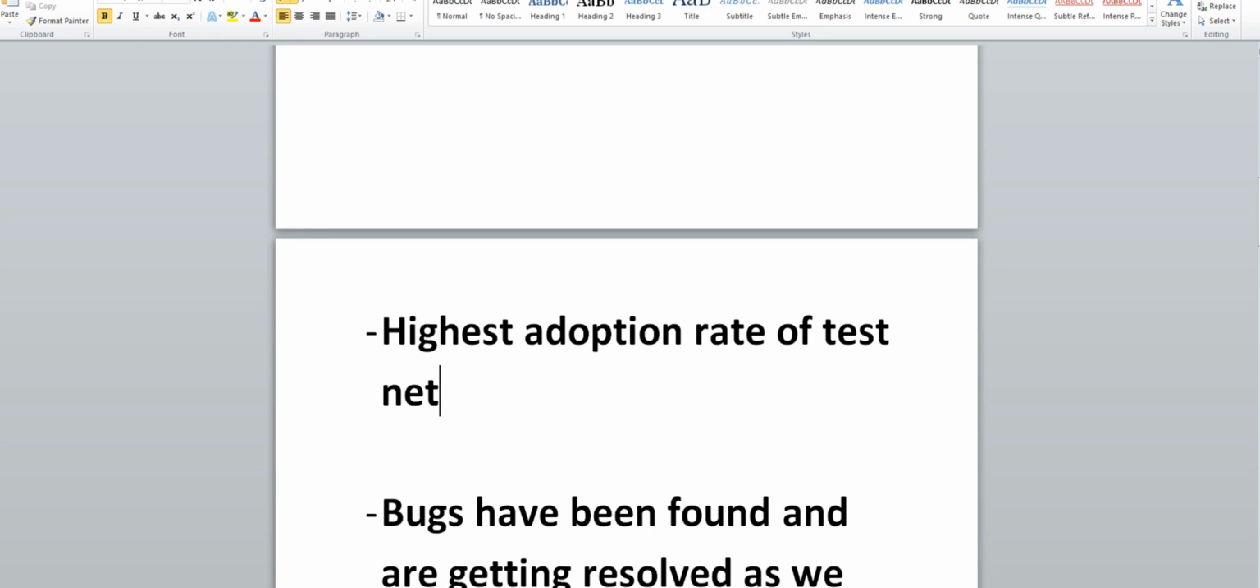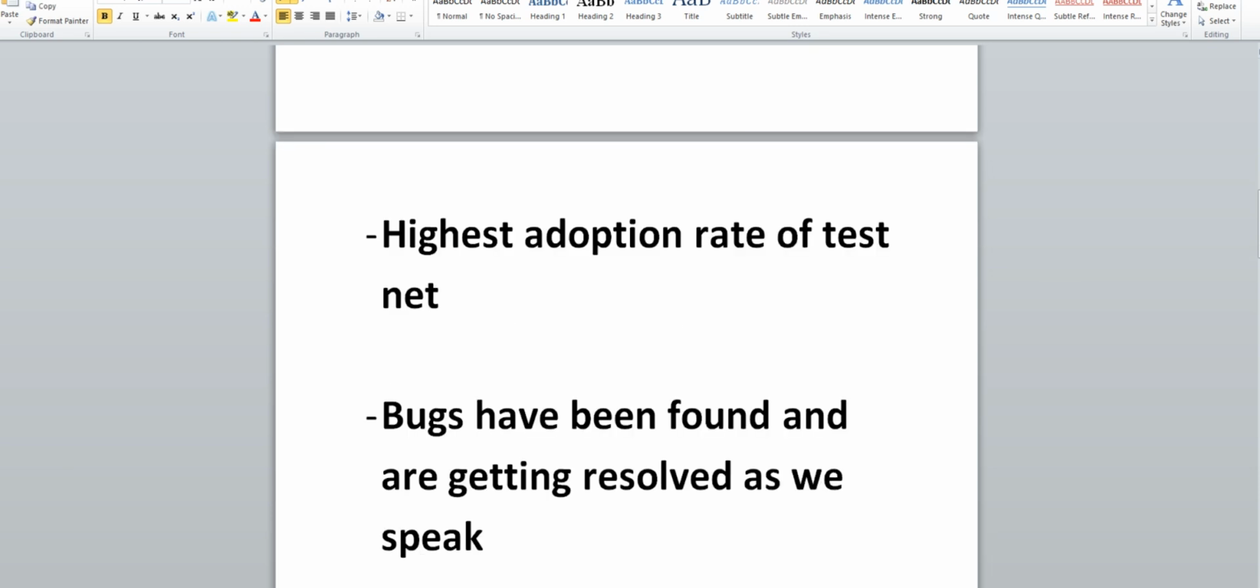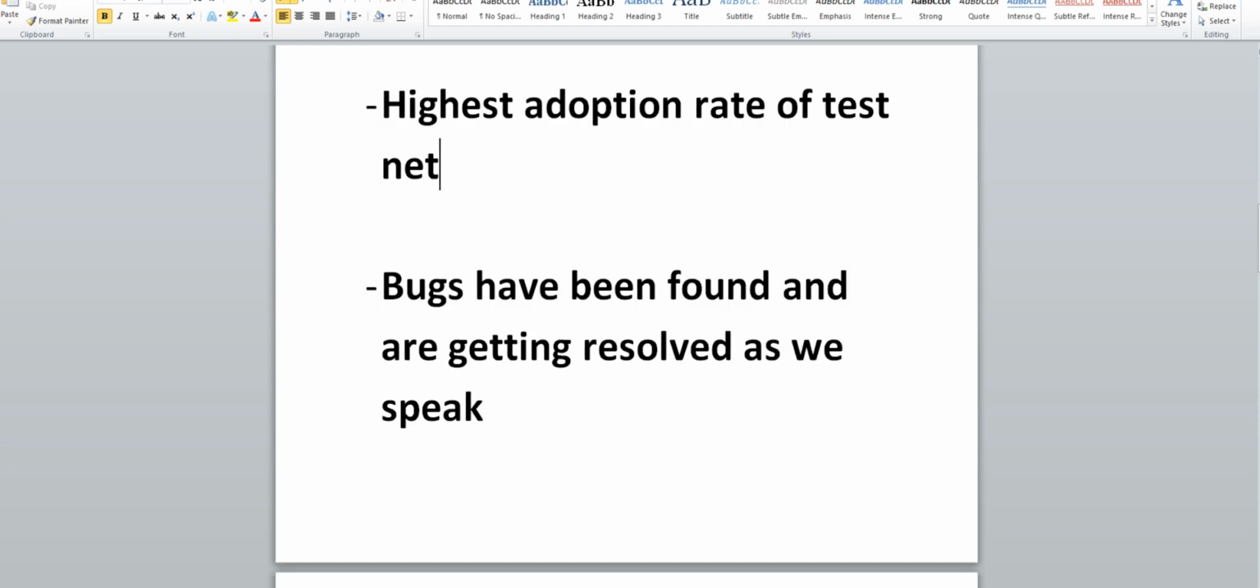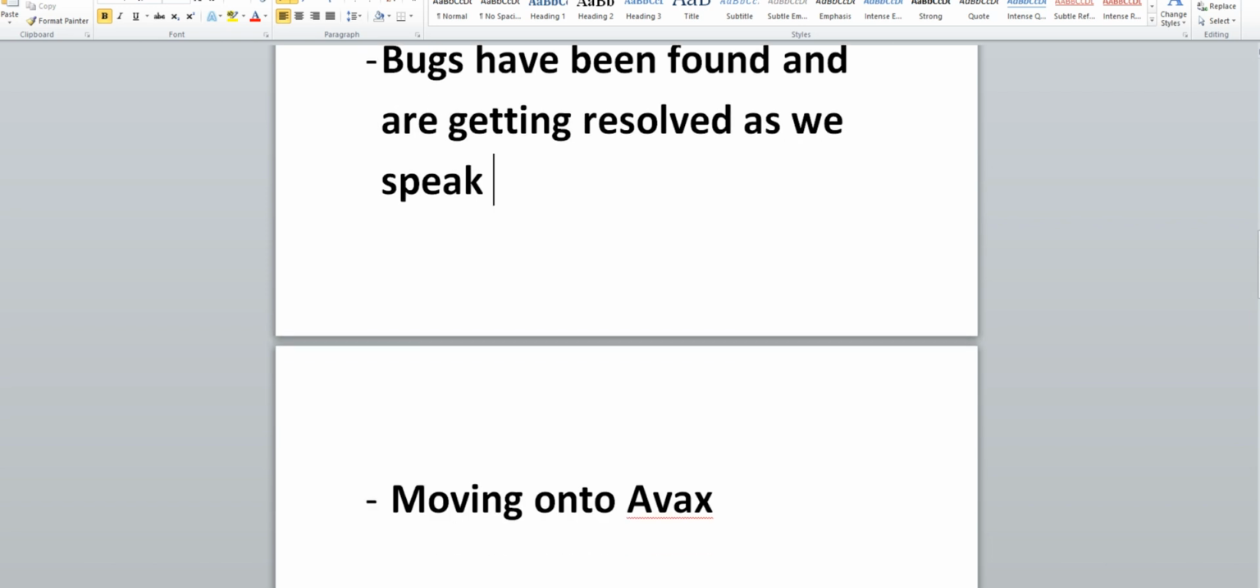Based on Richard Hart, if I remember correctly, he mentioned that around 5,000 to 7,000 people are using the testnet, which is very highly adopted and has never been done before on any testnet. To put it in perspective, the PulseChain testnet itself has more adoption than certain layer 1 tokens out there that are already launched. So keep this in mind. And by the way, bugs have been found in testnet v2b, and they're getting resolved as we speak by the devs. So let's continue.